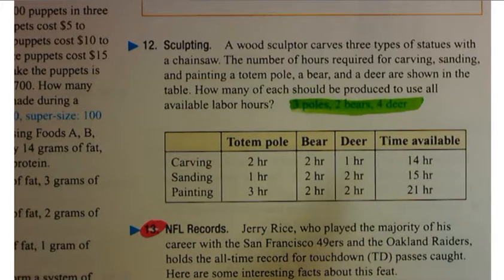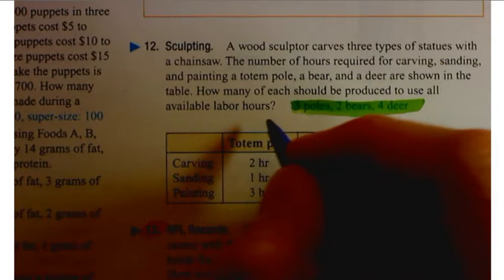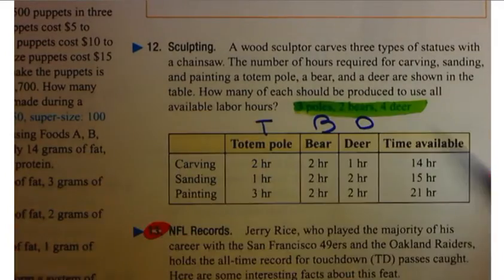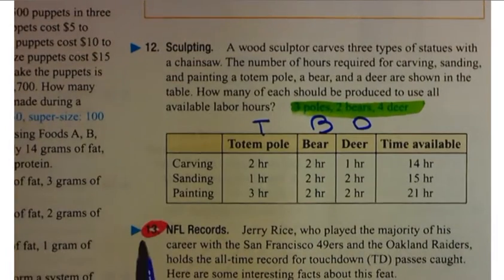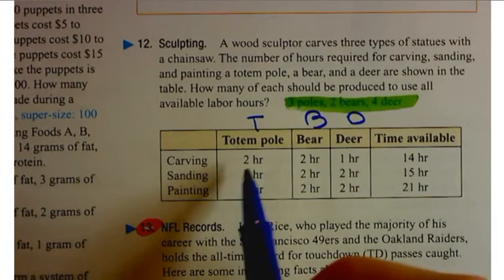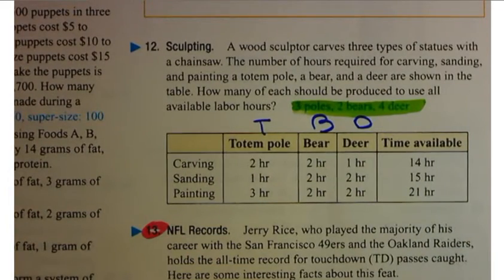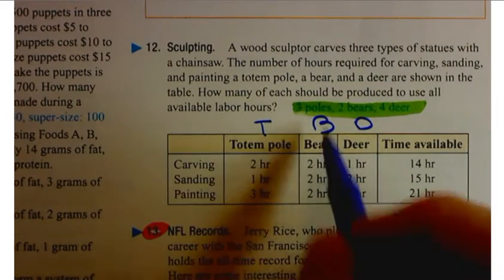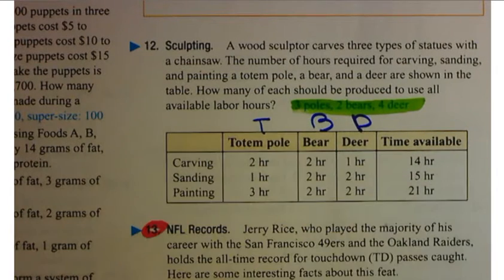So what's the first equation going to be then regarding how much time we have to spend carving? Yep. 2t plus 2b plus 1d, let's make that look like a D not an O, equals 14. Bless you. Why don't you try and come up with the other two equations? So the first equation for problem number 12 is 2t plus 2b plus 1d equals 14.